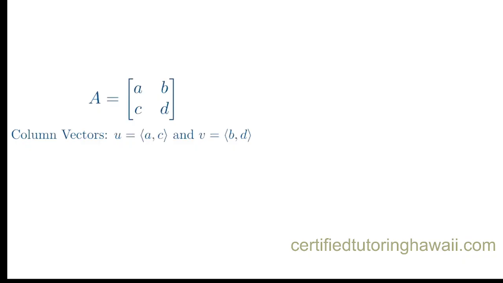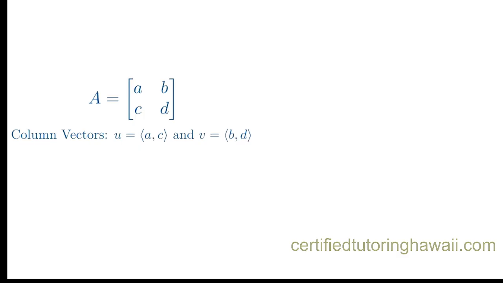So far, we've treated the determinant as a number that tells us about invertibility, but it also has a powerful geometric interpretation for 2 by 2 matrices. A 2 by 2 matrix can be thought of as containing 2 column vectors or 2 row vectors. We can see the matrix A with entries A, B, C, D as having 2 column vectors, vector U with components A and C, and vector V with components B and D.